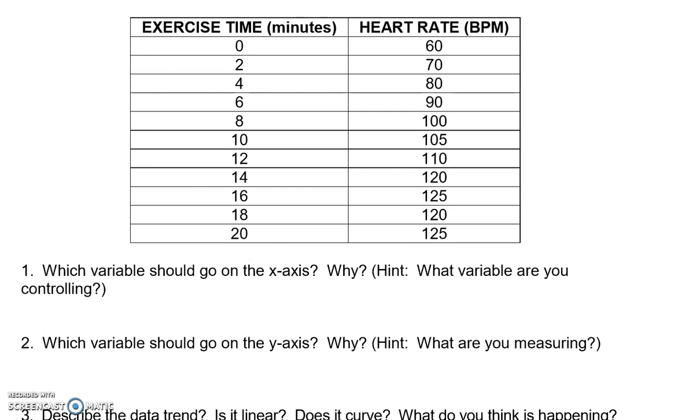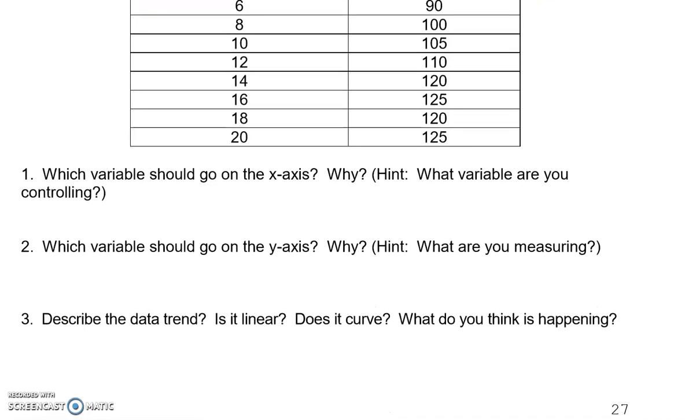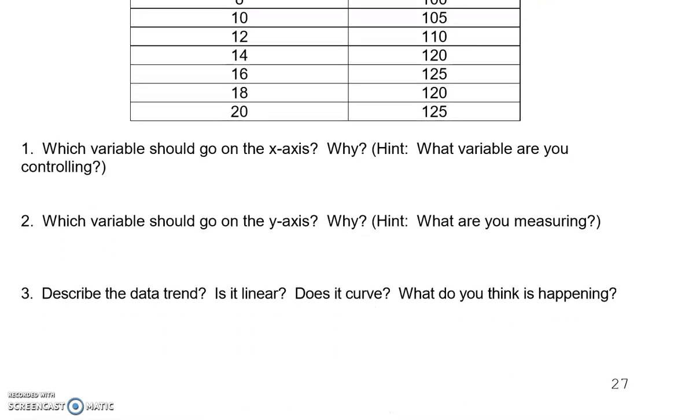So first you need to think about what's going on the x-axis. So what is your independent variable? On the x-axis goes the timeline. So this is our x. And the heart rate, which is dependent on time, the change per time there, that's going to be on our y-axis. Okay, so that answers questions 1 and 2.